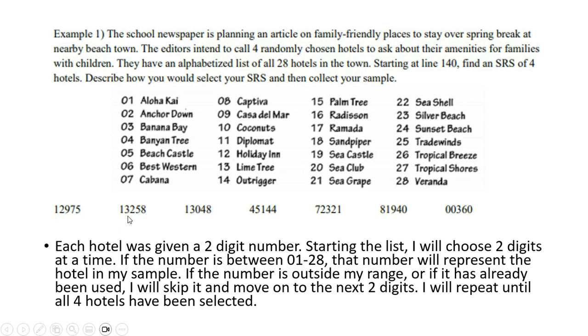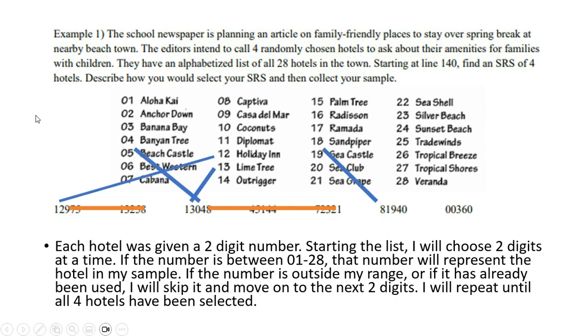Nope. 32. Nope. 58. Nope. 13 is the next one, so we go up to Lime Tree. Lime Tree would be our next one. After 13, we have 0, 4, which means we go over here to this one. And then we have 84, 51, 44. All of those are not in our range. 72 is not, 32 is not, and then 18 is our last one.